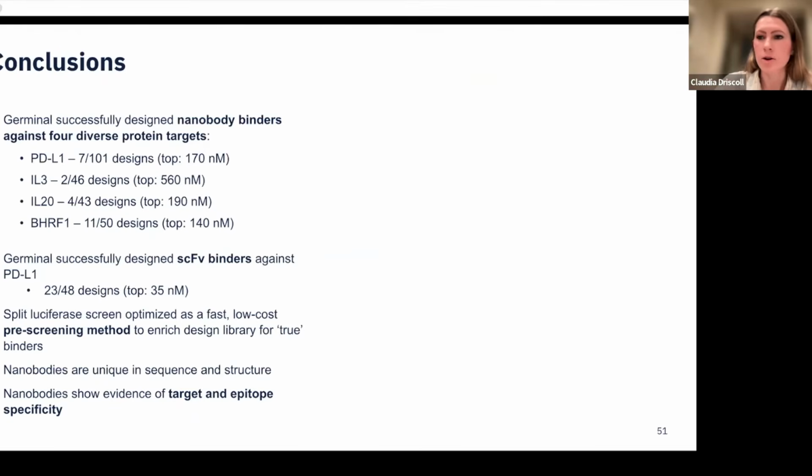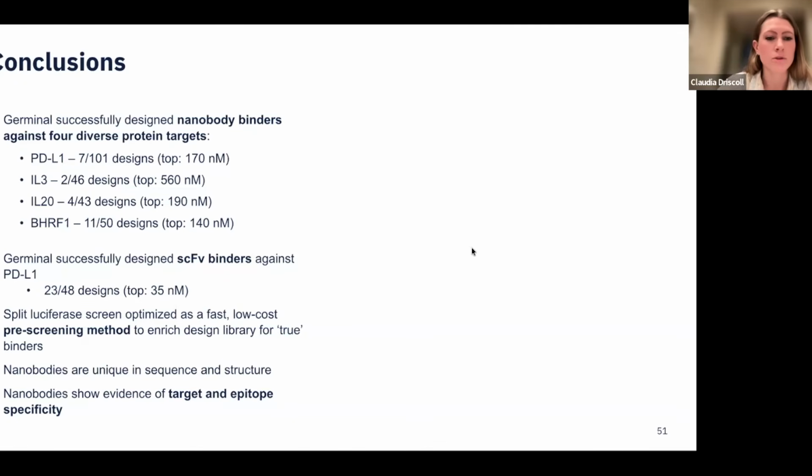So just to summarize, sorry if we've overrun a little bit, but we were able to design both nanobodies and scFvs with favorable binding kinetics. We've established this pre-screening luciferase method, which we definitely encourage people to adopt if they're looking for a quick and cost-efficient way to screen a panel of binders. We've shown sequence and structural novelty for both nanobodies and scFvs, and hopefully our epitope alanine mutagenesis assays hold up in structure, which we're working on currently to confirm epitope specificity of the designs.